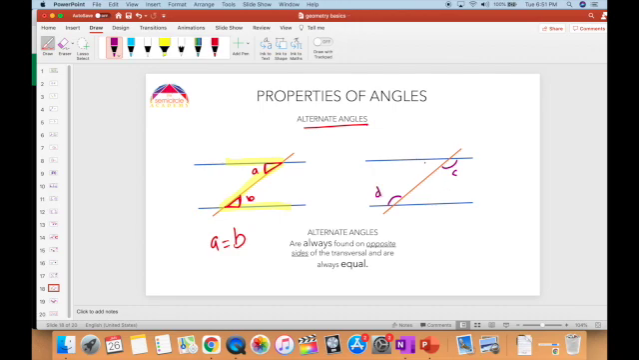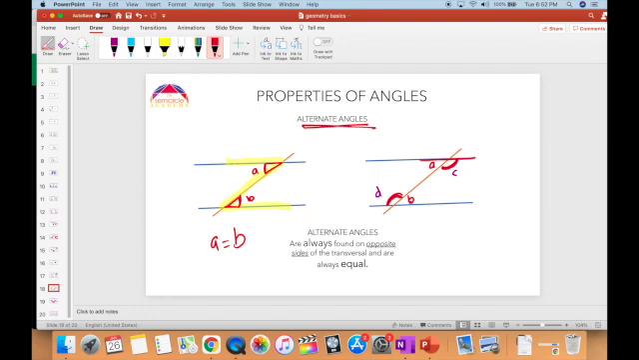Now, at the end of the day, it makes sense that if this is A and this is equal to B, so if these two are equal, then whatever is left to form the straight line, this is a straight line here. So obviously A plus C is going to give me 180 degrees, right? So if A is the same as B, whatever is left here will be equal to whatever is left over here. Yeah?